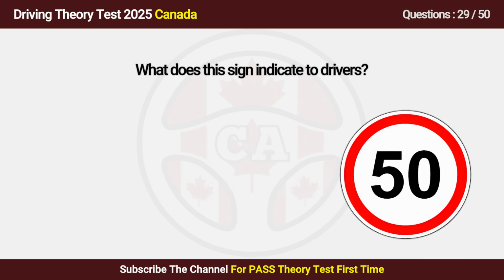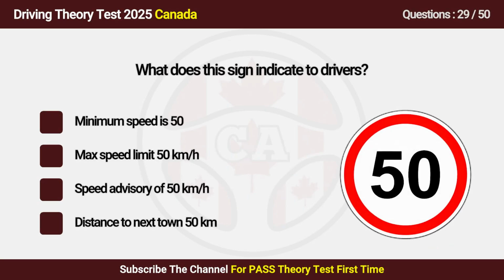Question 29. What does this sign indicate to drivers? A. Minimum speed is 50. B. Max speed limit 50 km per hour. C. Speed advisory of 50 km per hour. D. Distance to next town 50.